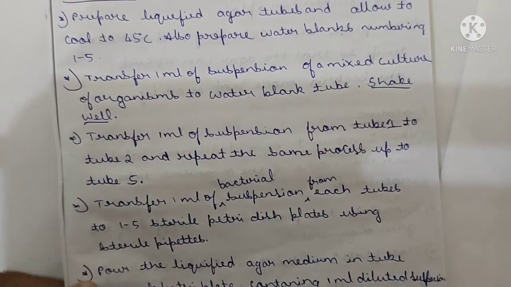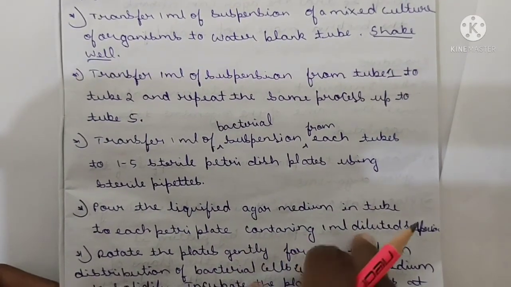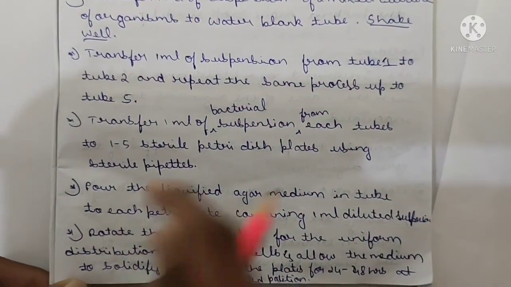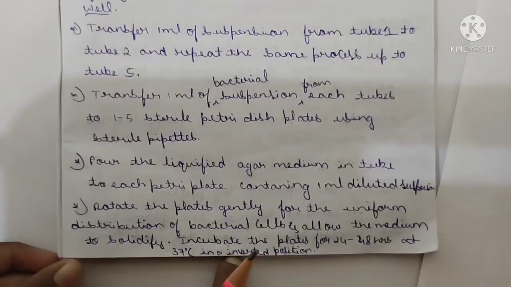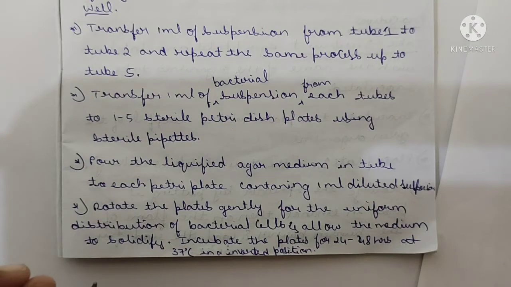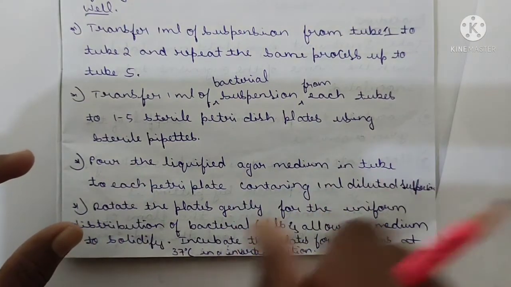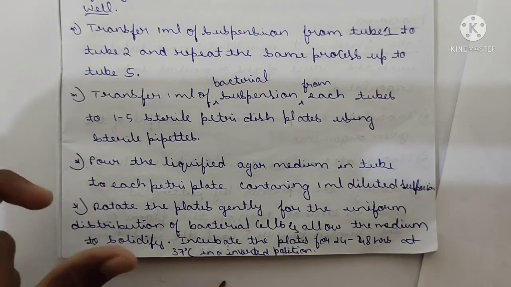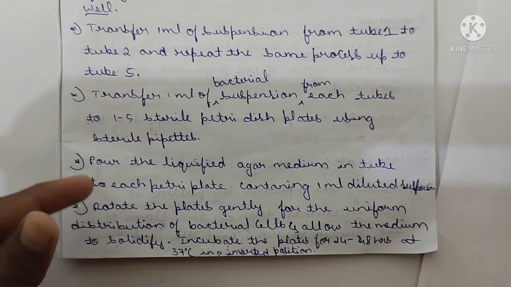Then what do we have to do? Pour the liquefied agar medium from the tube into each petri dish containing 1 ml diluted suspension. Yes. Then rotate the plates gently for the uniform distribution of the bacterial cells and allow the medium to solidify. After pouring all the 1 ml from the test tubes into the respective petri plates, each petri plate should be rotated.